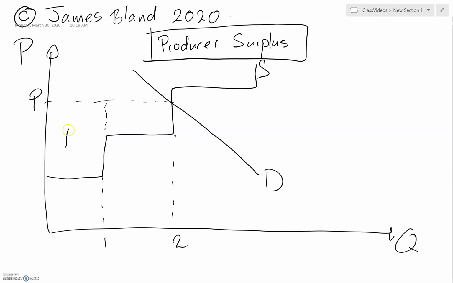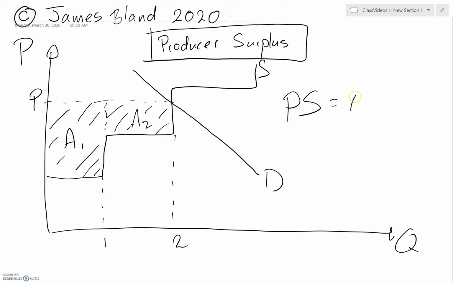Here's this area 1, which is going to be the producer surplus associated with one seller selling their first item, and this second area is going to be the producer surplus for the second producer selling their item. Then total producer surplus, we're just going to add these up: A1 plus A2 is the total net benefits. We think about this as benefit being price. What did they give up to get that price? They gave up their marginal costs. Producer surplus is the net benefit that producers get out of participating in the market.